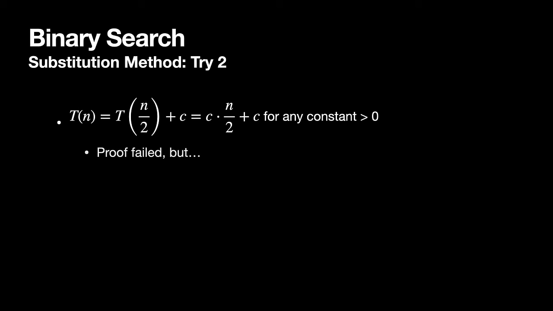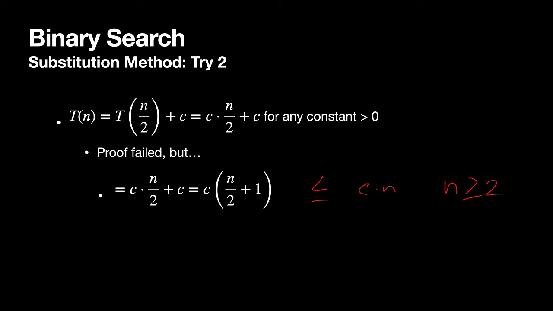Okay, so the proof failed, but there's a little bit more to it. If we consider what we just found, c times n over 2 plus c, and just factor out the c, it's c times n over 2 plus 1. If you think carefully about the relationship of that to our original equation, our c times n, this is c times something less than n plus 1. So we can demonstrate that our left-hand side is always less than or equal to c times n for values of n that are greater than or equal to 2.